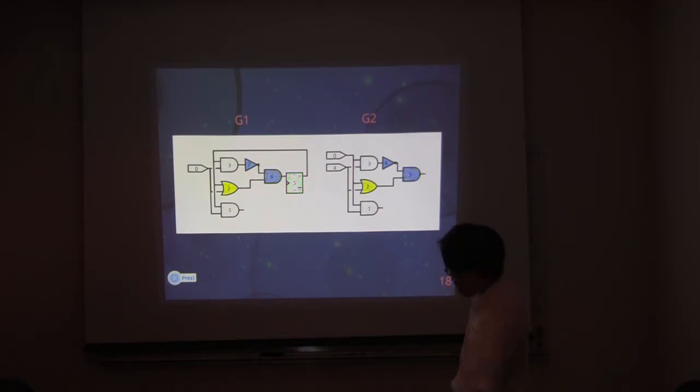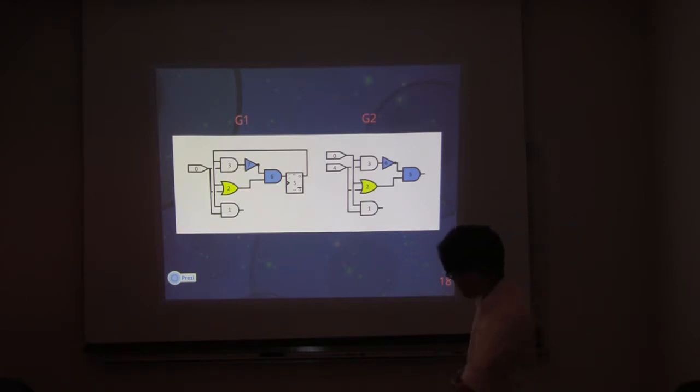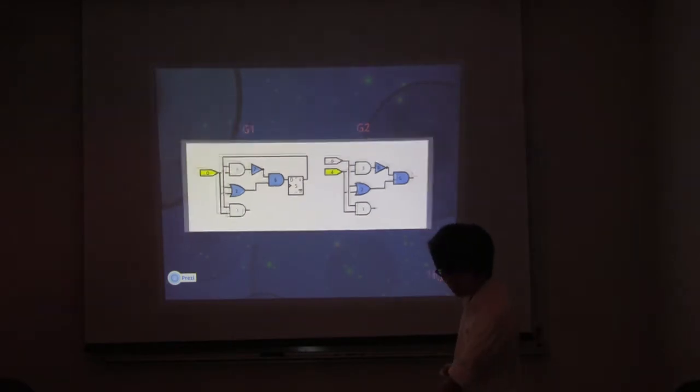So then the inputs are checked. The inputs of the two AND gates are the two OR gates. Because they are similar components, they match and we mark them. And then we go on with that. We check the inputs, 0 and 4 match.